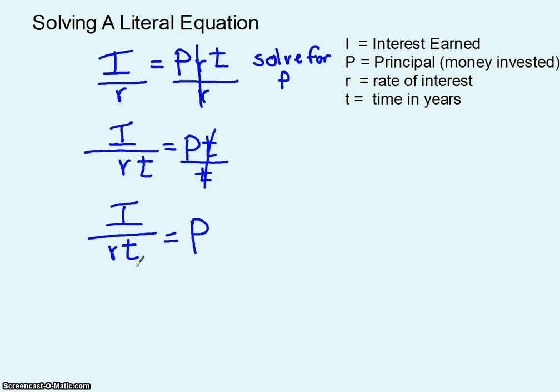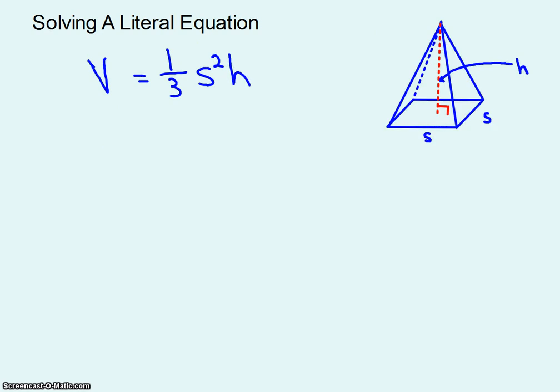So let's look at an equation now that looks a little bit more complicated, and we're going to be asked to solve for h. This formula, as it stands, calculates the volume of a pyramid. It's drawn over here, where the bottom is a square, the two sides are length s, and the height of the pyramid from the top down to the very middle is h.